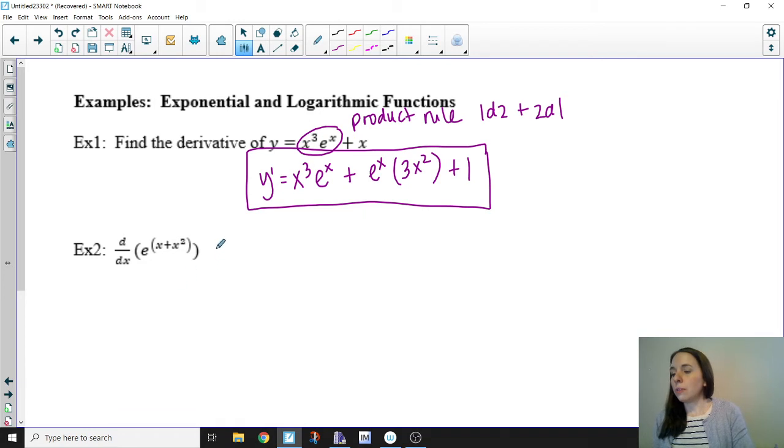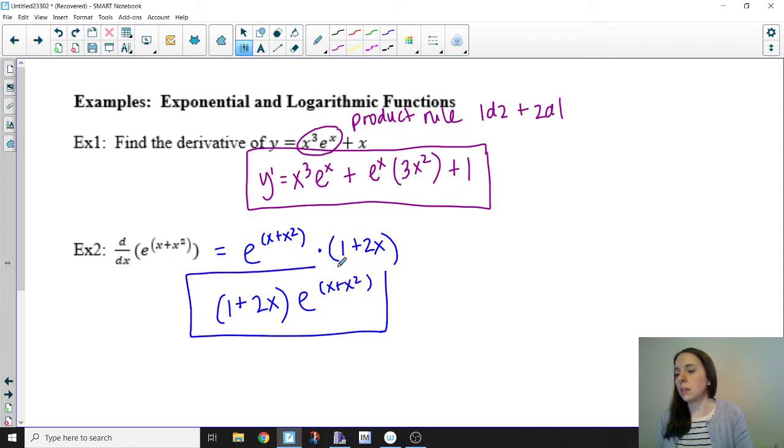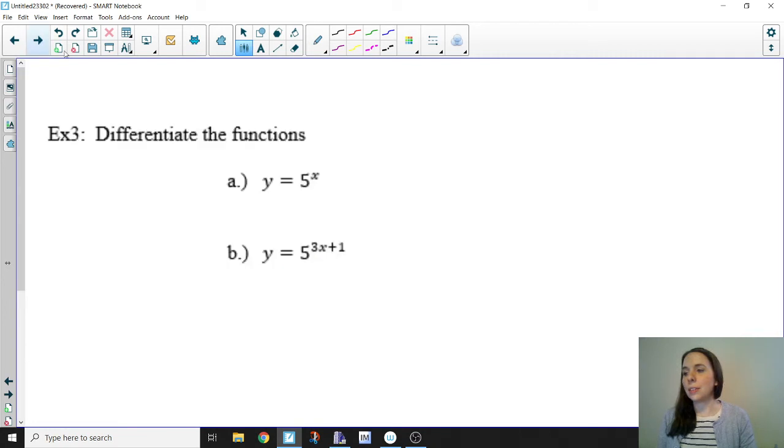So for example 2, we will write the derivative as e to the x plus x squared. Always just start by rewriting the e function. And then we need to multiply by the derivative of x plus x squared, which is 1 plus 2x. You could put a box around that, call that your final answer. However, sometimes we like to write the polynomial part in front of the e, like this. This is probably more likely how you would see it as an answer. Again, not so bad, right? These derivatives are okay. Let's keep going.